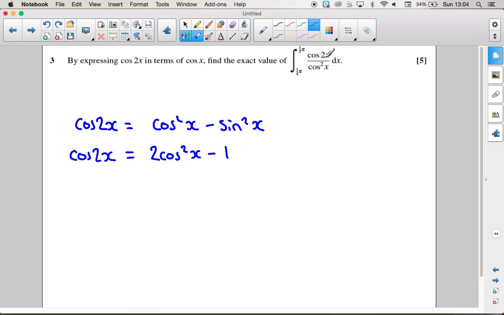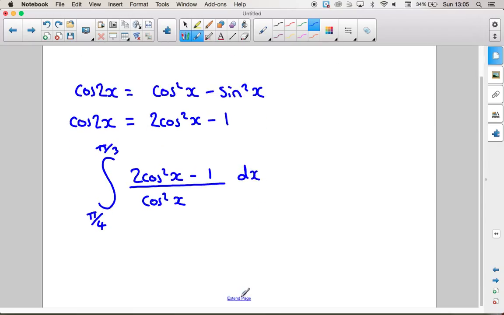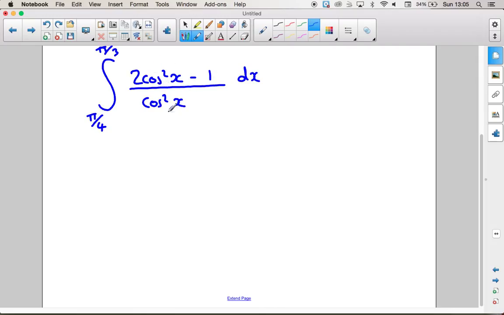Well, there's a cos 2x in the question. So let's replace that cos 2x with what we've got here. 2 cos squared x, take away 1 over cos squared x. But why is that useful? Well, that's useful because we can now split these into 2 separate fractions, and we can write 2 cos squared x over cos squared x minus 1 over cos squared x.